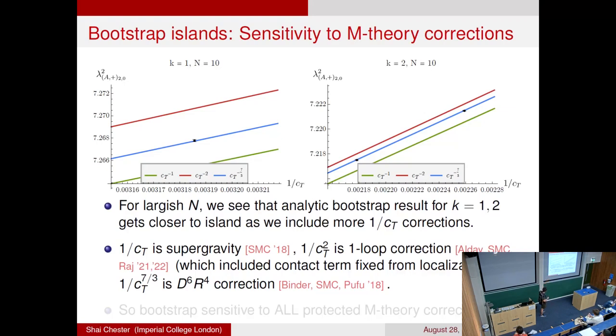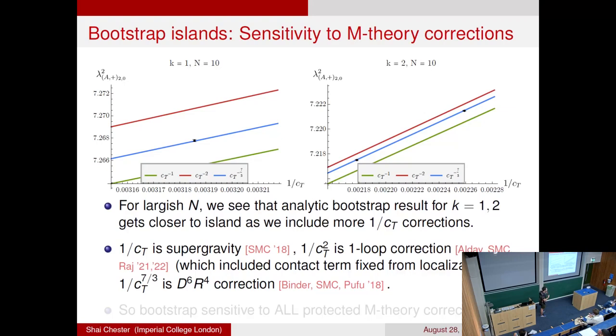But then once you add the next correction, which is due to the D^6 R^4 higher derivative correction, that lands you smack dab right in the allowed region. And so I think this is a very cool plot, because this is really showing rigorously that this non-perturbative constraint is capturing the M-theory corrections. And so we really are solving the theory non-perturbatively.